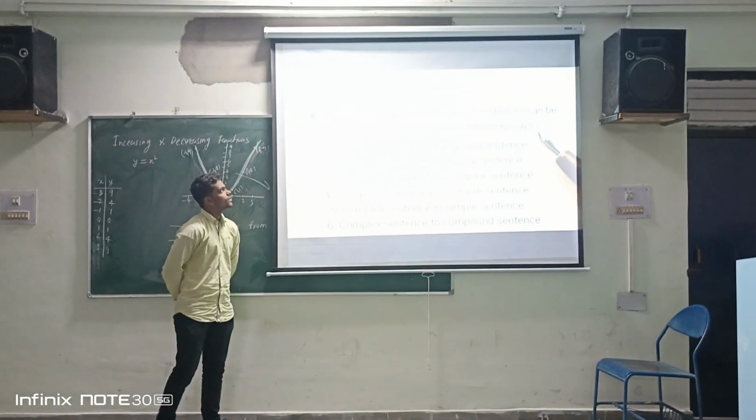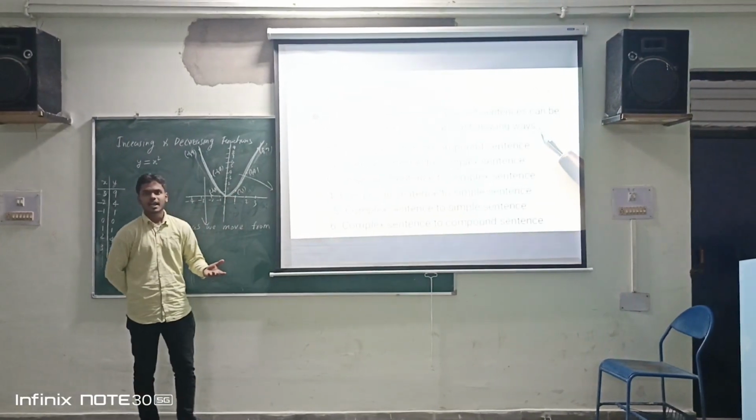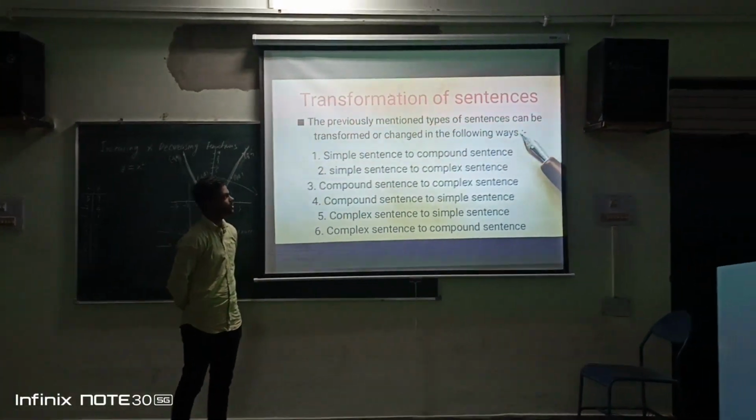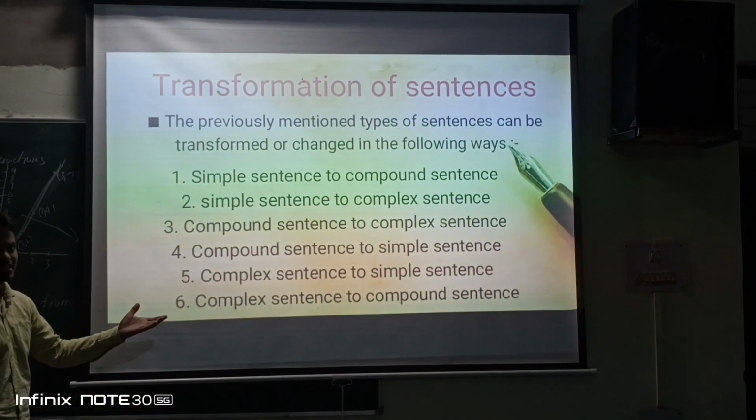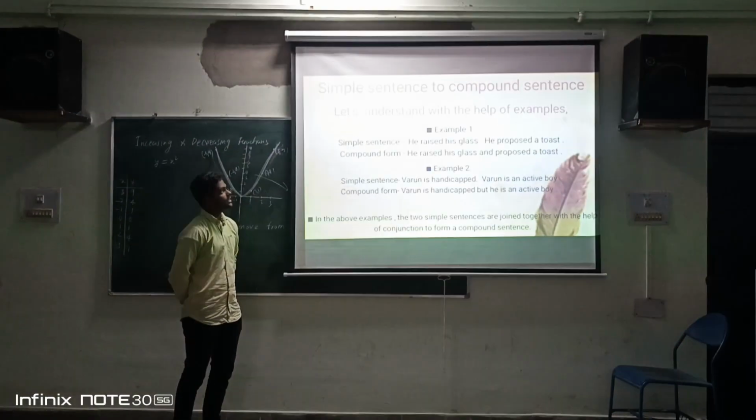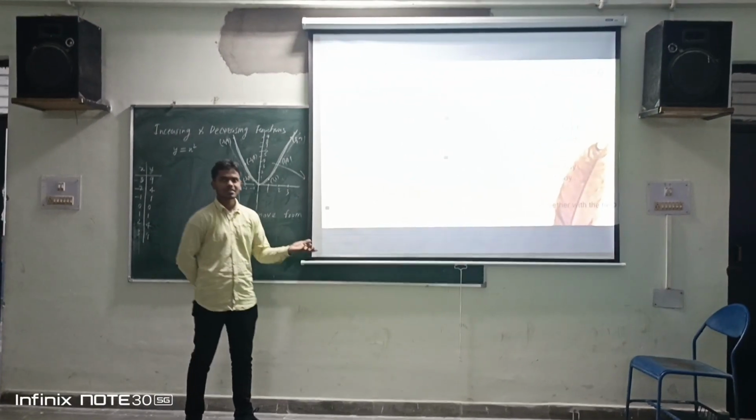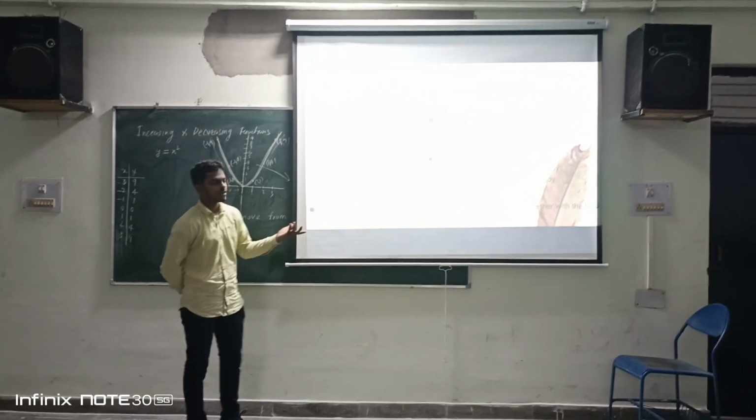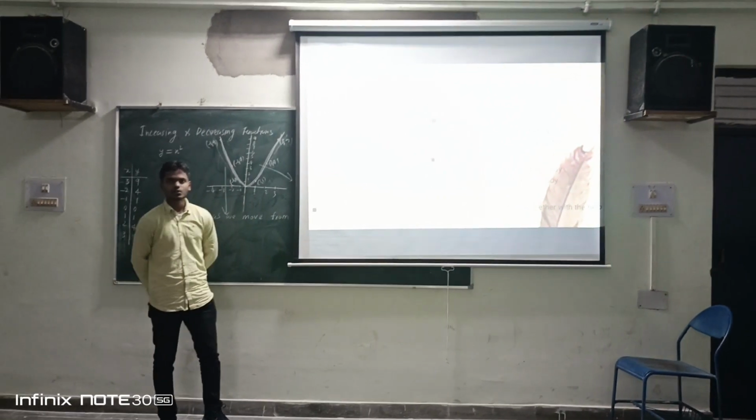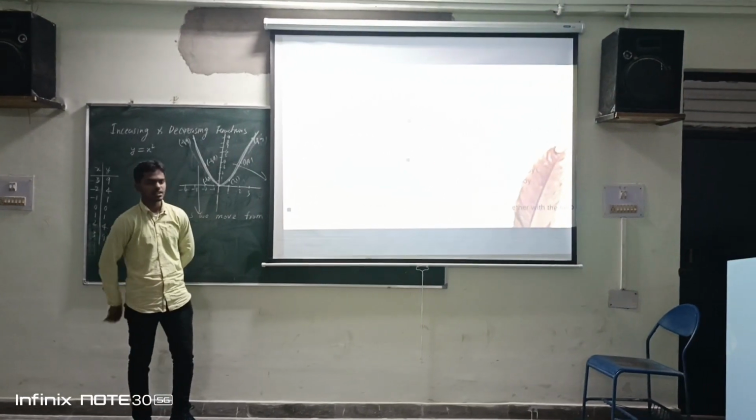Transformation of sentences. Sentences are of three types and they can be transformed into each other. It's like simple sentence to compound sentence, simple sentence to complex sentence and all. Simple sentence to compound sentence transformation. Simple sentences are just simple sentences without any conjunction and all. And compound sentences are when two simple sentences are connected with each other with the help of a conjunction.